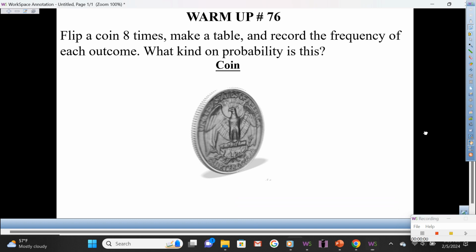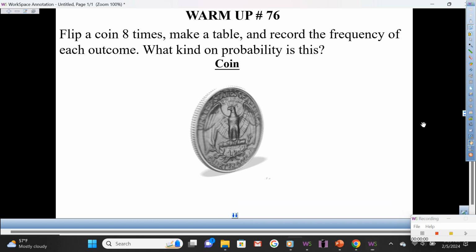All right, so warm up 76 was flip a coin 8 times, make a table, and record the frequency of each outcome. What kind of probability is this? So, what kind of probability is this after you recorded your stuff, Diego? Okay, so you recorded it and you got your probability. But what kind of probability is it? We've seen 3 types of probability. Empirical. Hands, have you got that? That is correct because you actually went through the activity to get your probability for each of those.